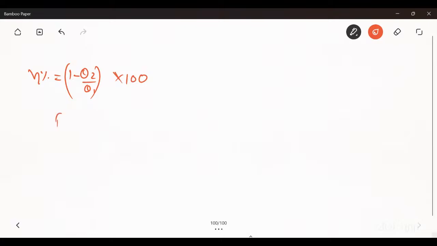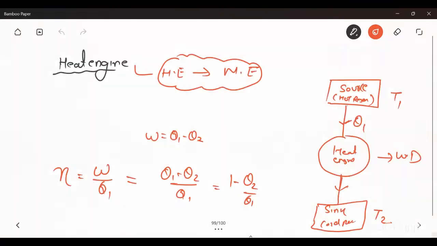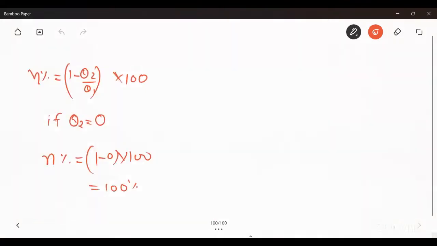But if Q2 is equal to 0, what will happen? The efficiency percentage is equal to 1 minus 0 into 100, which becomes 100% efficient. But this is a hypothetical condition. It means that no heat is rejected and all heat is converted into work done, which violates the Kelvin-Planck statement. The Kelvin-Planck statement says that all heat can never be converted into work, or we cannot find a device which is 100% efficient. 100% efficiency means no heat is rejected.